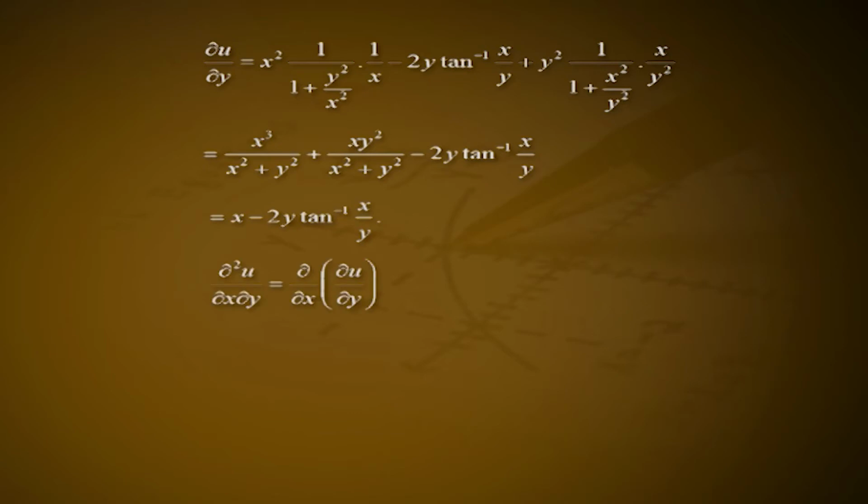∂²u/∂x∂y is equal to ∂/∂x of ∂u/∂y, which is equal to 1 minus 2y into 1/(1 + x²/y²) into 1/y, which is equal to 1 minus 2y²/(y² + x²), which is equal to (x² minus y²) divided by (x² plus y²).